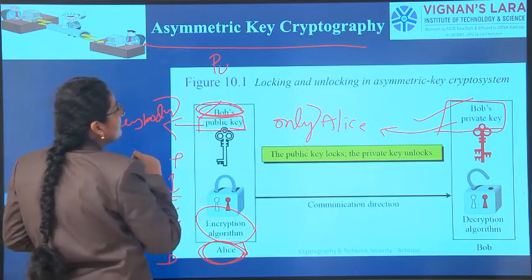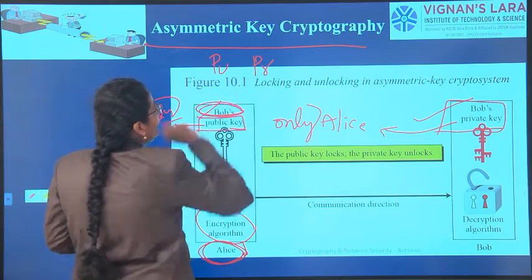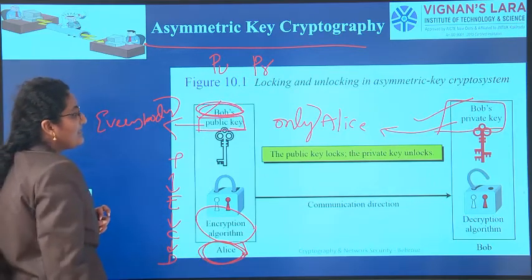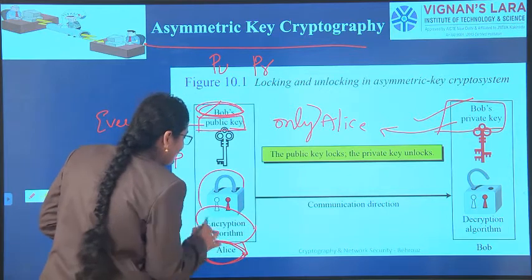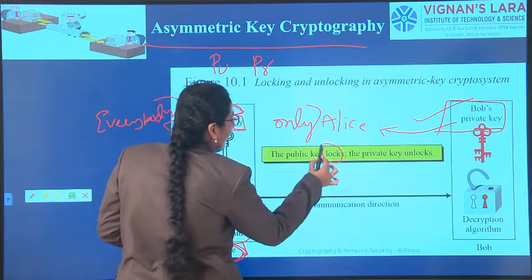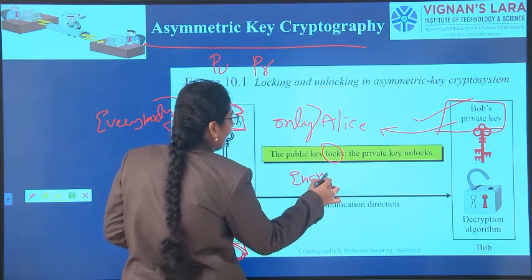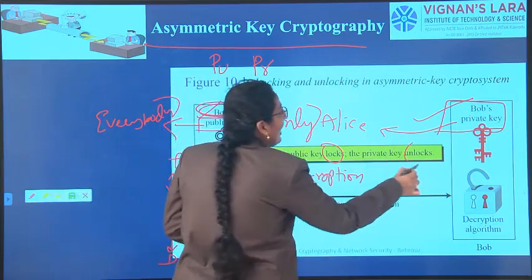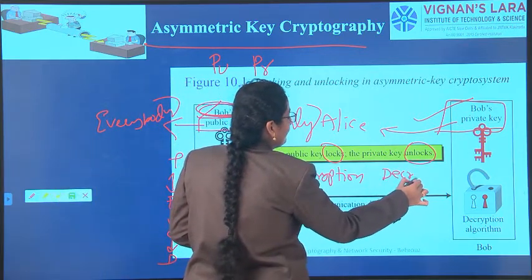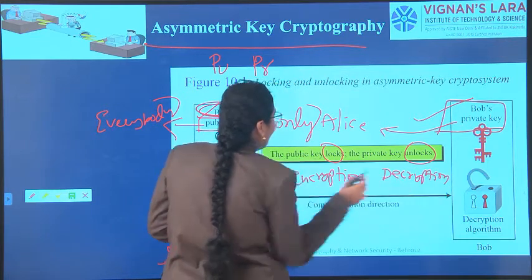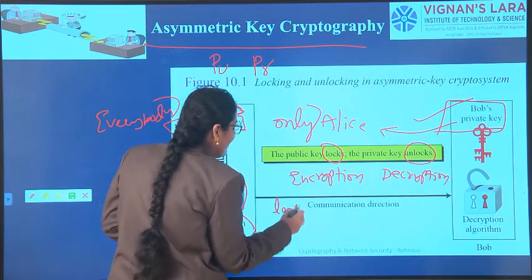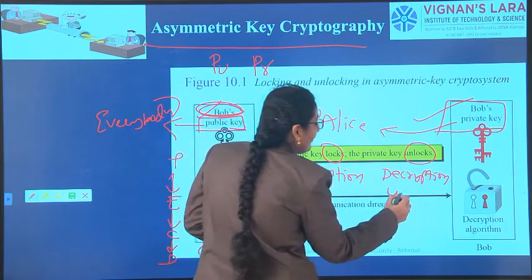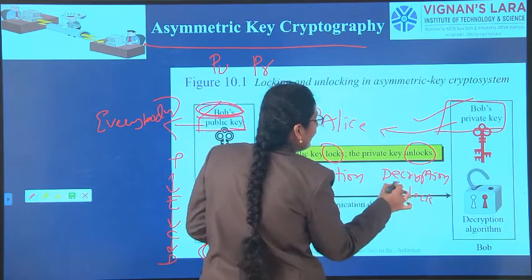PU is used to represent the public key. PR is used to represent the private key. So for locking, what is the meaning of the word lock? Lock means encryption. Unlock means decryption. So the word lock is in the sense of encryption, and the word unlock is in the sense of decryption.